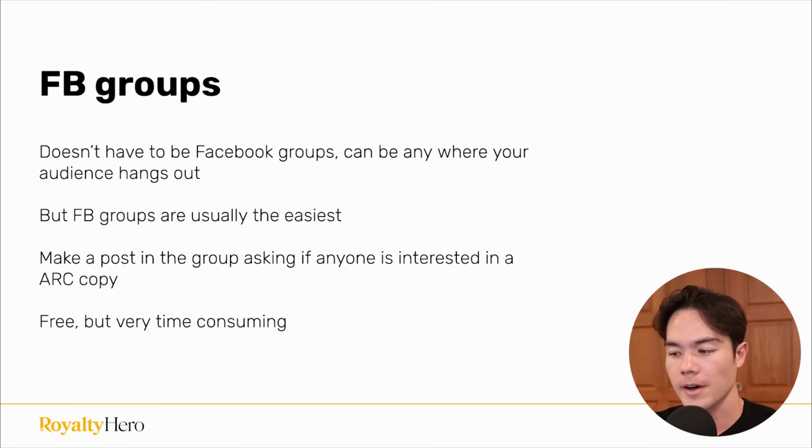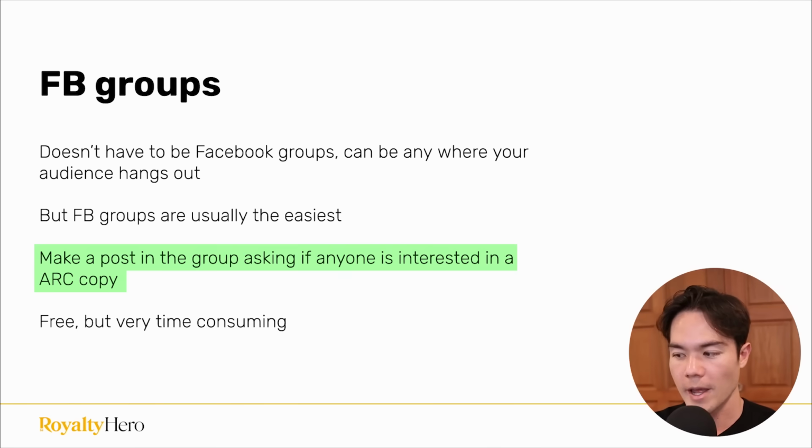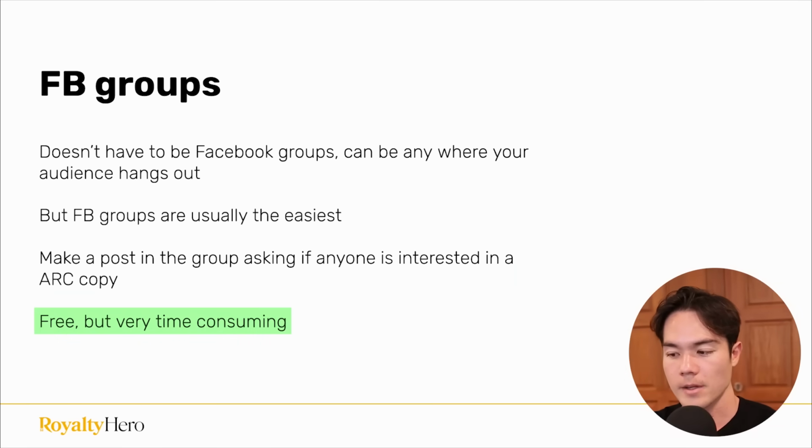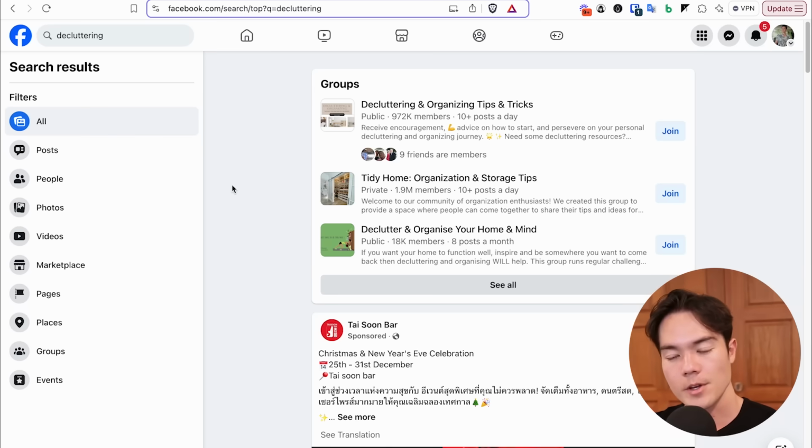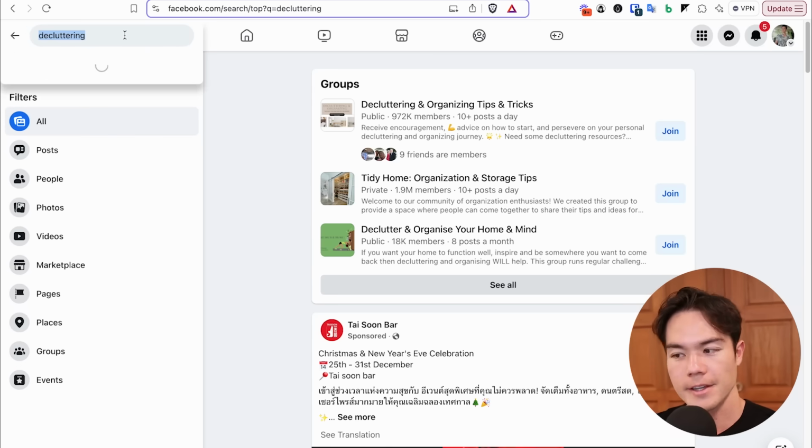What you want to do is find relevant Facebook groups on your topic, and you can make a post in the group asking if anyone is interested in an ARC copy. This is completely free, but it's very time consuming because you have to go into Facebook groups, make a post, manually reach out to each person who requested a free copy, and follow up with them one by one. But as always, you're either paying with time or money. It's a free strategy, so anyone can do it, but you will be paying with time. As an example, if I have a book on decluttering, then I will simply type decluttering in the search bar.